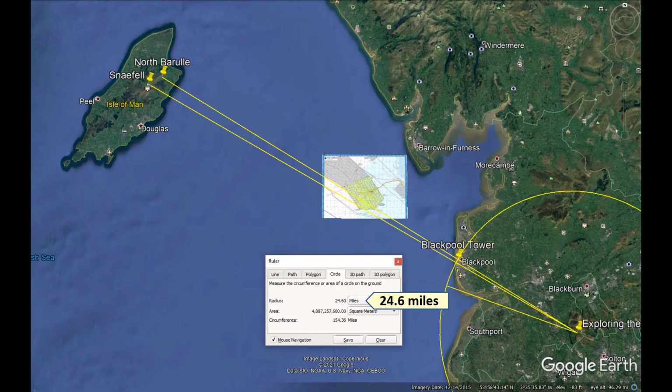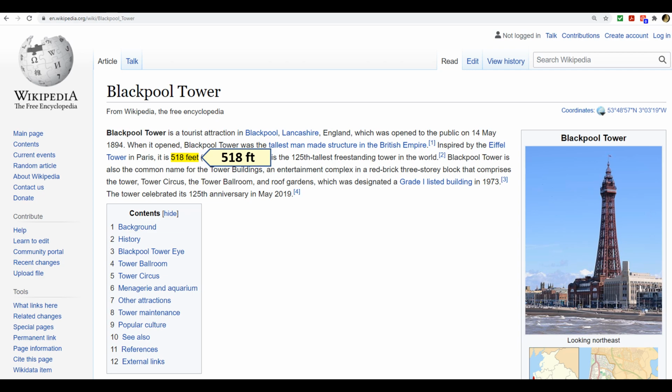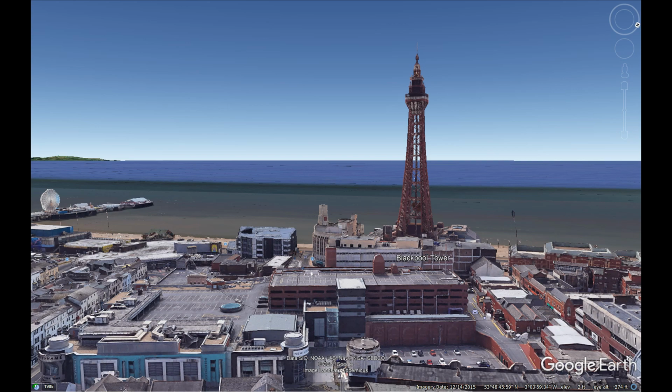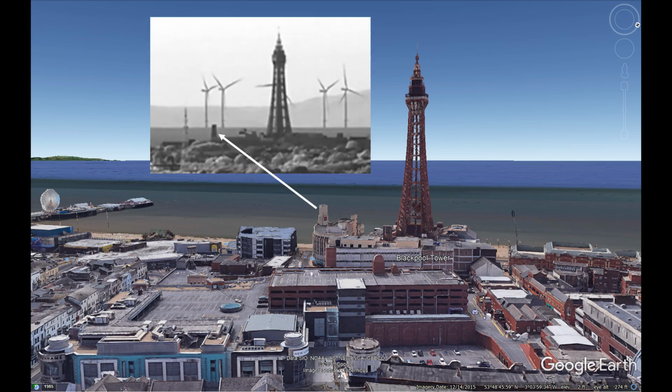So Blackpool Tower is 24.6 miles away from Exploring the Plain. And it has a height of 518 feet. Now this is from Google Earth, and you can see that the tower is right on the waterfront. And one thing I noticed was this building over here, there is a small tower on top of it. Now this is the other side of Blackpool Tower on Google Earth. So here's a blow-up of Blackpool Tower, and we can see that little tower right here.